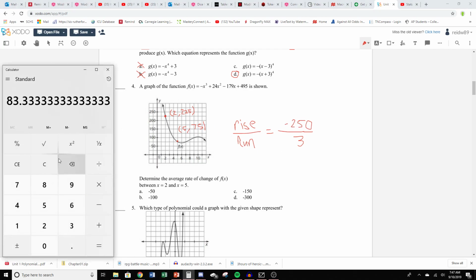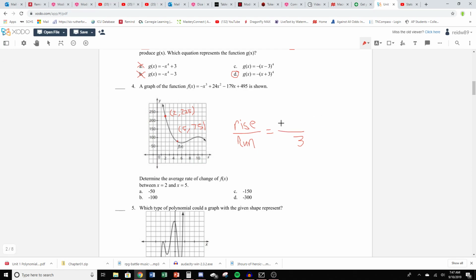I wrote it wrong. I'm sure some of y'all caught that. So 225 minus 75. Hold on. 225 minus 75. 150. I wrote it wrong. So minus 150. Okay. Well, good. I thought I was going crazy. So we divide those and we get negative 50.